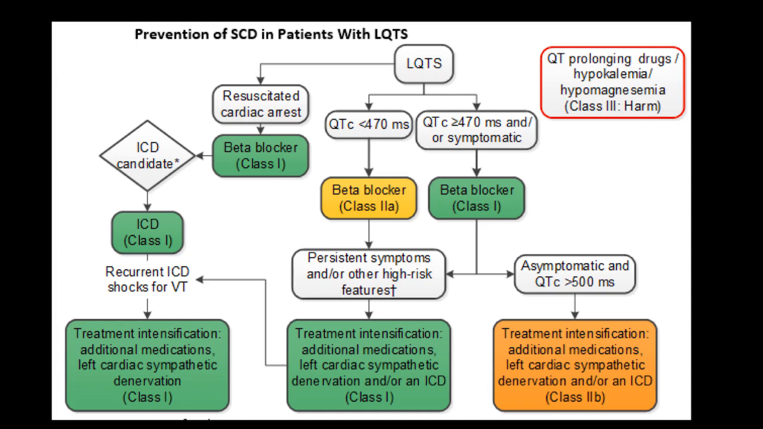Now, if you have a patient with a long QT, 470 milliseconds, treating with a beta blocker, if they are asymptomatic and their QT is greater than 500 milliseconds, we would consider that patient for left sympathectomy and/or ICD. So that's a class 2B indication. But I think most people would consider that. And of course, you always want to avoid hypokalemia and drugs that prolong the QT, because that's a class 3, or harm.